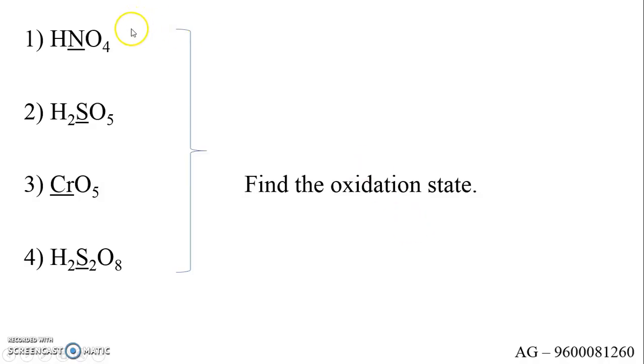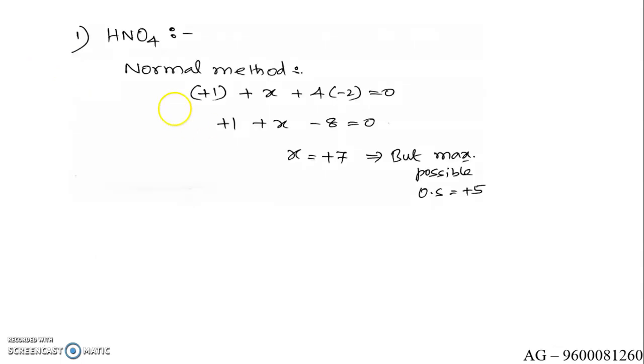The common oxidation state for hydrogen is +1 and the common oxidation state for oxygen is -2. So if you use common oxidation states and find the oxidation state of nitrogen, you may not get the correct answer sometimes. Say for example, in the first case HNO4, I'll use the normal method.